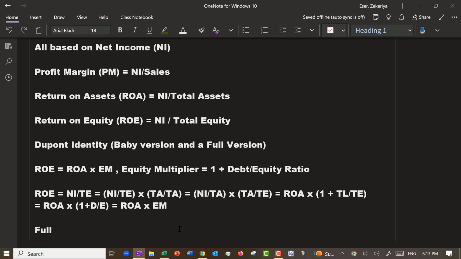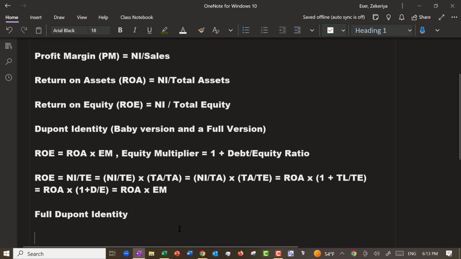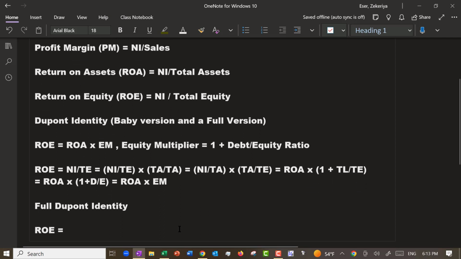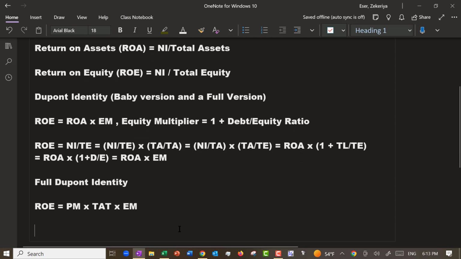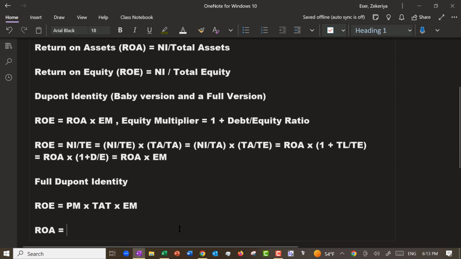The full DuPont identity. By the way, this is called DuPont identity because it was first employed in the firm DuPont. It says ROE equals profit margin times TAT times EM, or ROA equals PM times TAT. Okay.